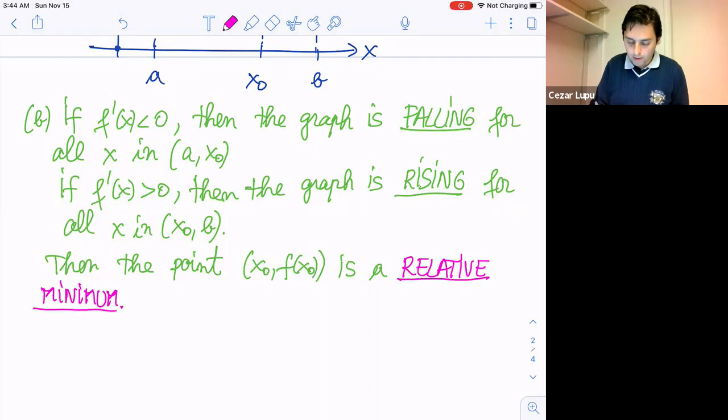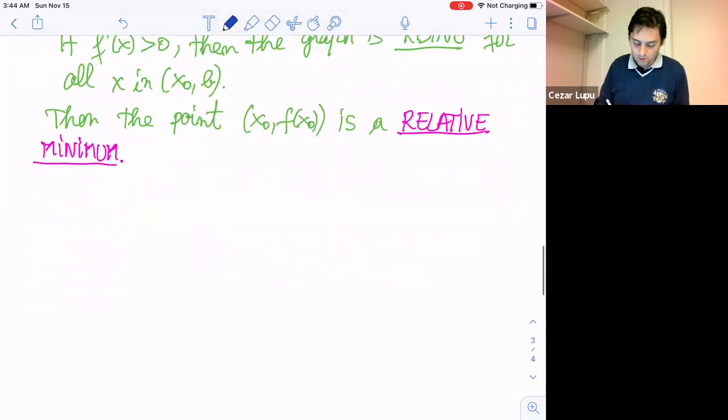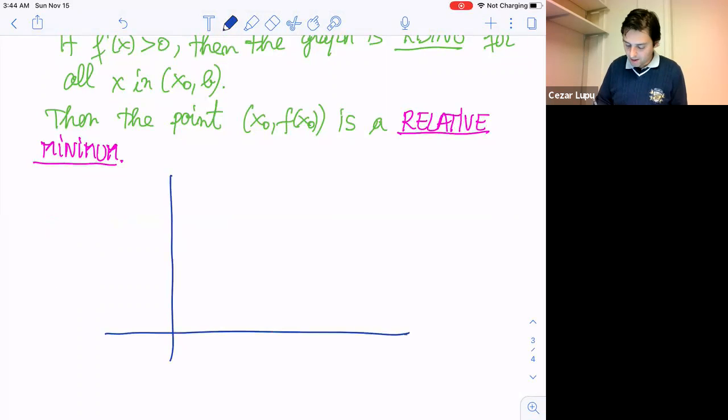Okay, and now let's draw a picture so that we can see it better.